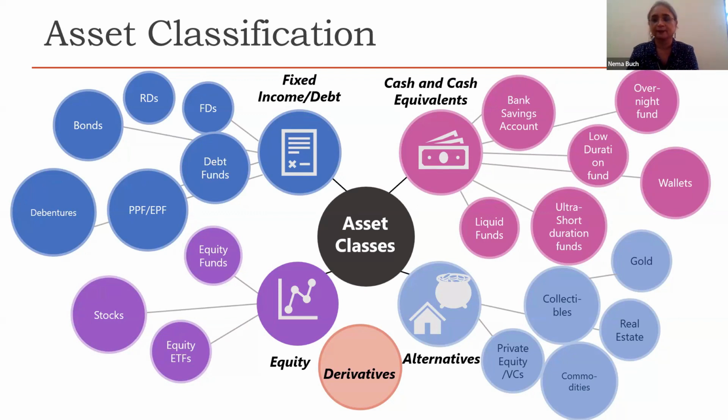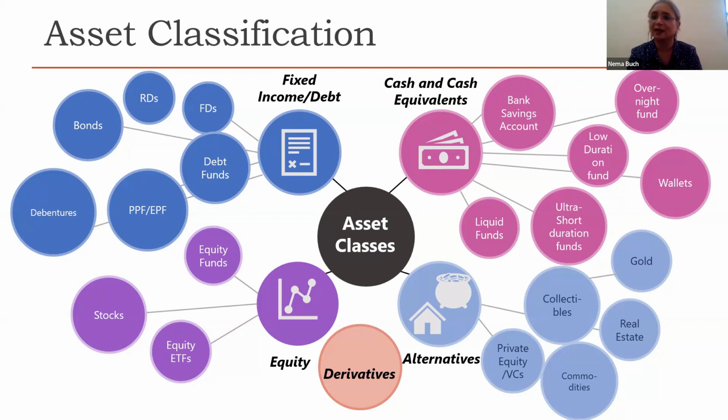Then comes the alternative asset class: real estate, which we hear as the apartments, the land, the house; the commodities, that includes gold, silver, platinum, all the metals and other commodities as well. Private equity, we see that all comes under the alternative asset class.